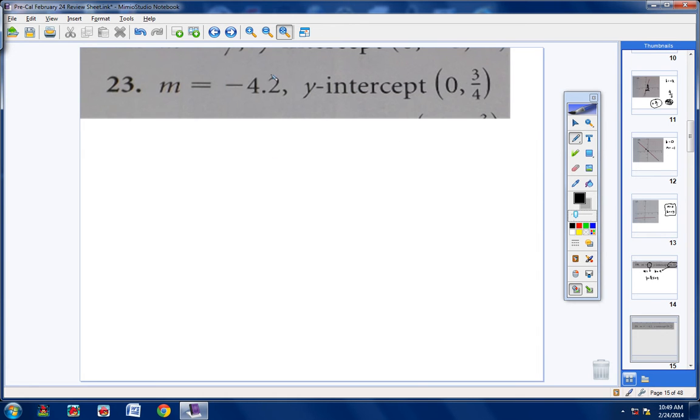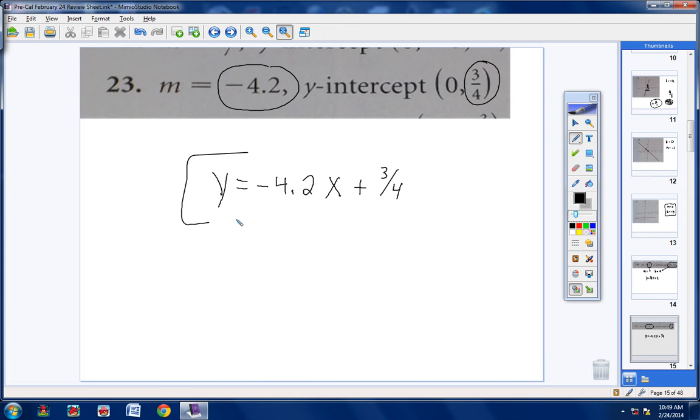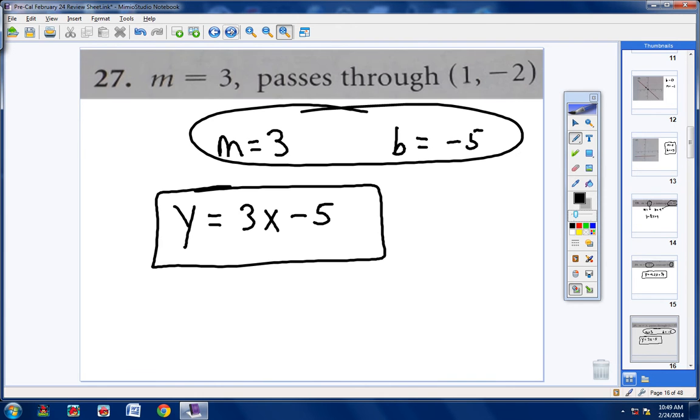Okay, once again, they've given us the slope, and they've given us the y-intercept. So since we know what the slope is, and since we know what the y-intercept is, we are ready to write our linear equation. Y equals negative 4.2x plus 3/4. And there we go. Anytime you know the slope and the y-intercept of a linear equation or of a graph, you can write the linear equation very quickly. Number 27.